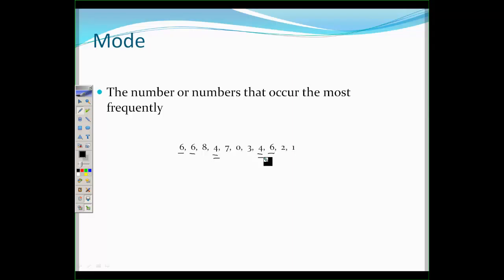The mode is the number that is repeated the most. In this case, because 6 is repeated 3 times and no other numbers besides 4 are repeated, 6 will be my mode. It is repeated 3 times. There are no other numbers that are repeated 3 times.